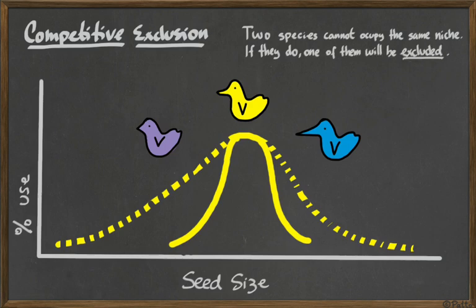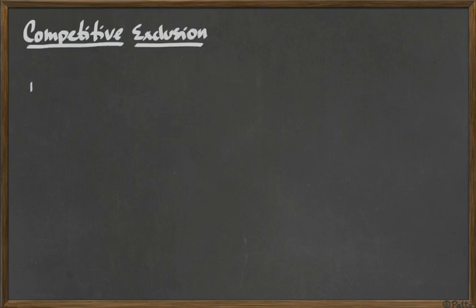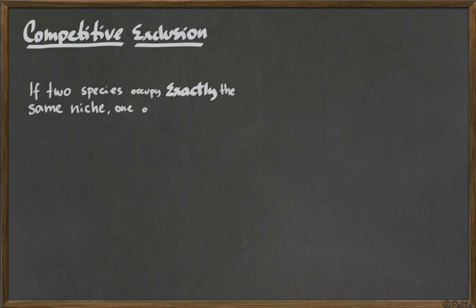So the yellow bird has been competitively excluded from part of the niche. So this brings us to the idea that two species cannot occupy the same niche. If they do, they are going to be excluded from part of the niche, if not altogether from the entire niche. Okay? So, competitive exclusion.